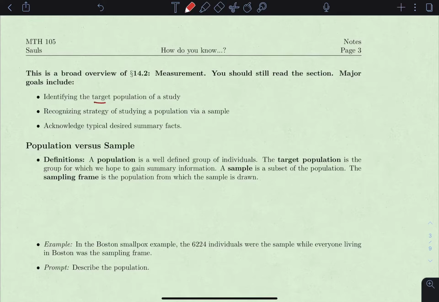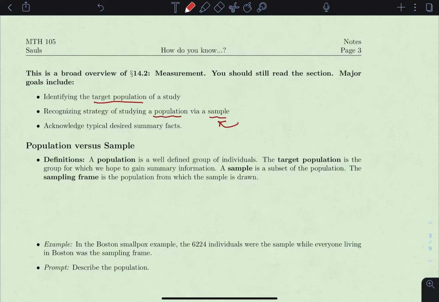One thing will be the target population of a study. We'll also talk about the strategy of studying a population from a sample, and acknowledge the regularly desired summary facts, just recognizing that we can categorize them. And then we'll get into how to collect samples, the different techniques employed, and the different pitfalls that people run into when they're drawing their sample.